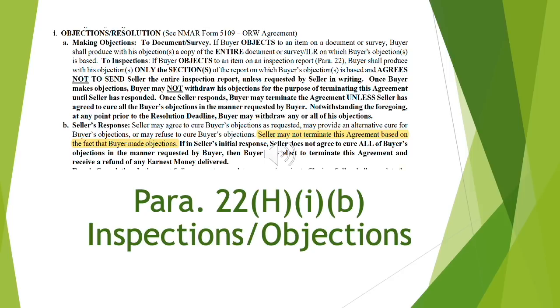The seller may not terminate this agreement based on the fact that buyer made objections. The seller doesn't have any right to terminate. All they can say is no, right? No, I will not fix that. No, I will not reduce the price of the property. No, I will not give you a seller concession. And if there's no resolution by the resolution deadline, then the contract will automatically terminate. The earnest money will go back to the buyer. But there's no provision for the seller to decide that they want to terminate in this process. And now we've made that very clear.